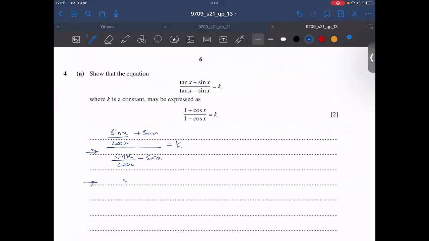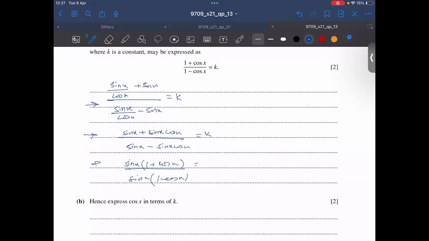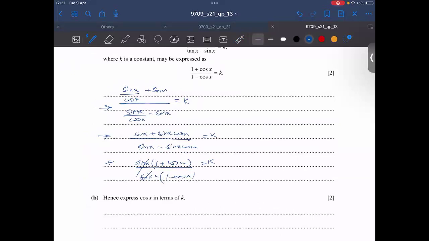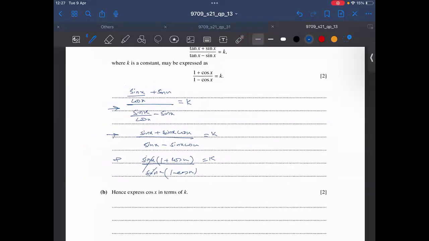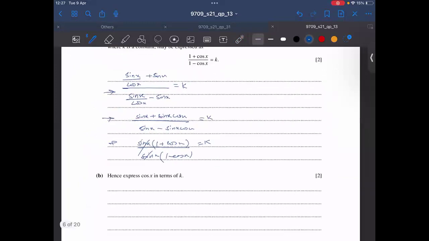Then we have sine x plus sine x cos x divided by sine x minus sine x cos x. And over here, the denominator cos x will get cancelled, so I'm not going to write that down. If I take sine of x, I'm going to factor out sine of x. So I'm going to get 1 plus cos of x over 1 minus cos of x equals k. Is it clear or not, Iman? Yes, sir.